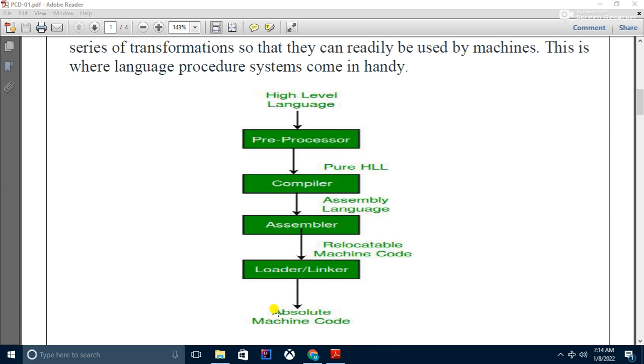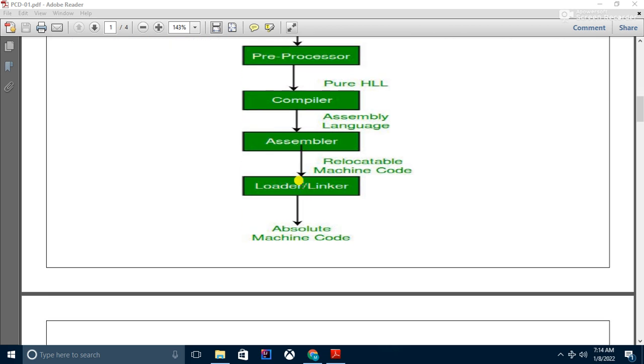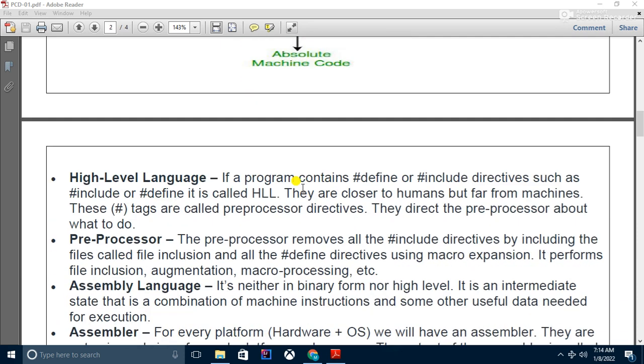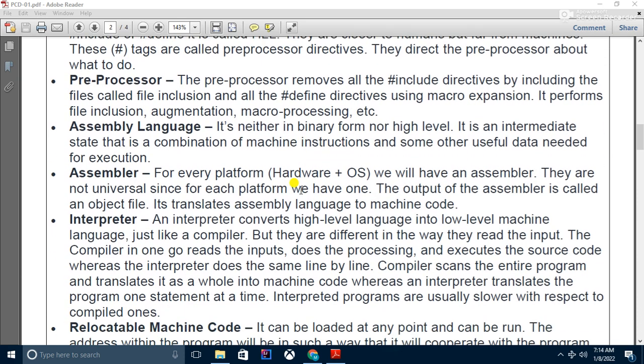Now this entire process of compilation is divided into different parts, also called phases, and each phase performs certain tasks. So in this video we are going to discuss the phases of the compiler.